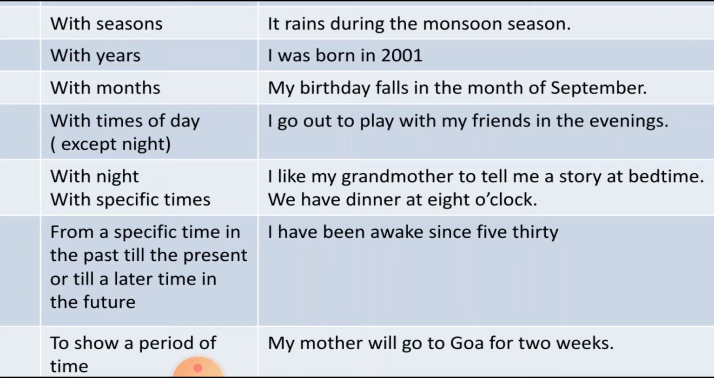With specific times, there are certain times. Say for example, when we are talking about specific time, 1 o'clock, 2 o'clock, 8 o'clock, 5 o'clock. So at that time the time is specific, and so we use the preposition at. So we have dinner at 8 o'clock.